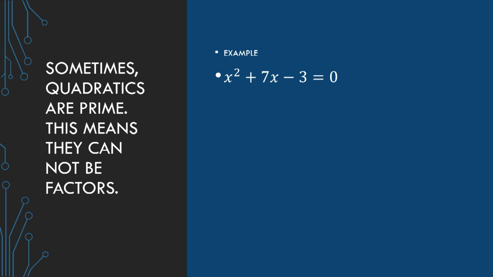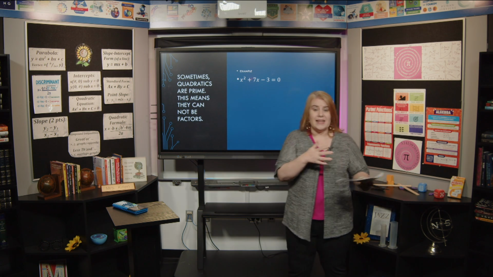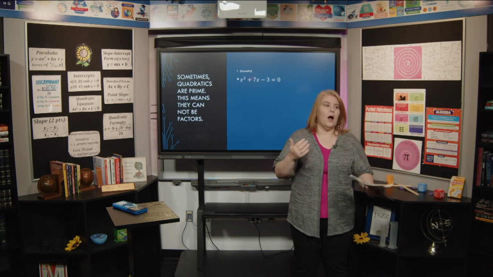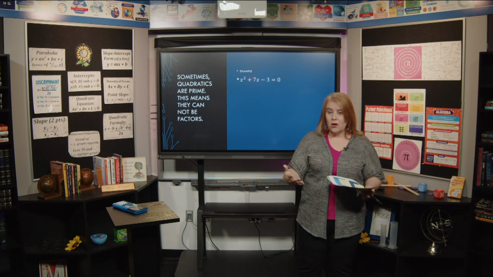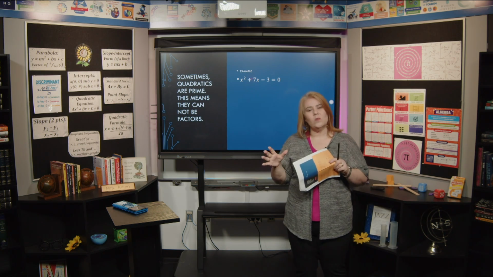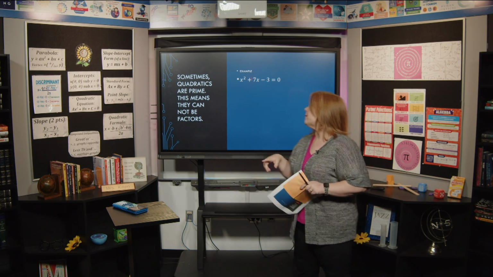Sometimes quadratics are prime. This means they cannot factor. Well, Ms. Killen, I know what a prime number is. It only has one and itself that'll multiply to get, like 3. 1 times 3 is 3, period. 1 times 11 is 11, period. So I know what prime is, but how does that work when we're dealing with polynomials? Well, let me show you.